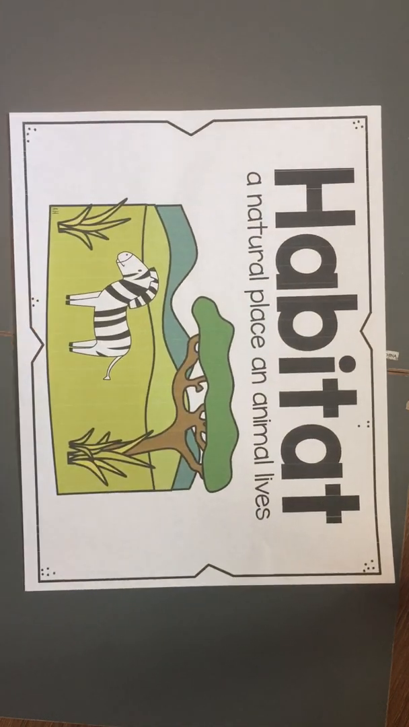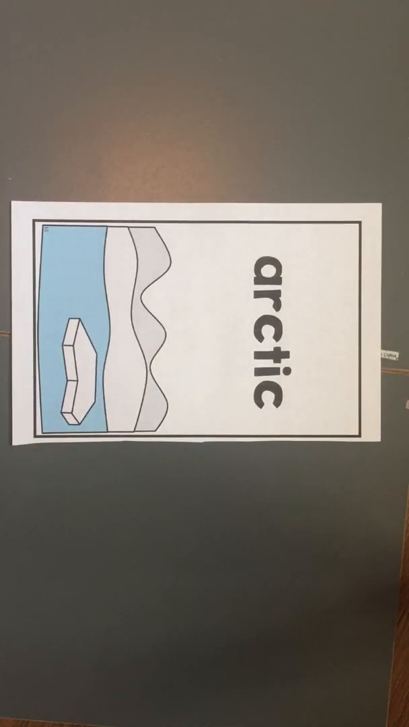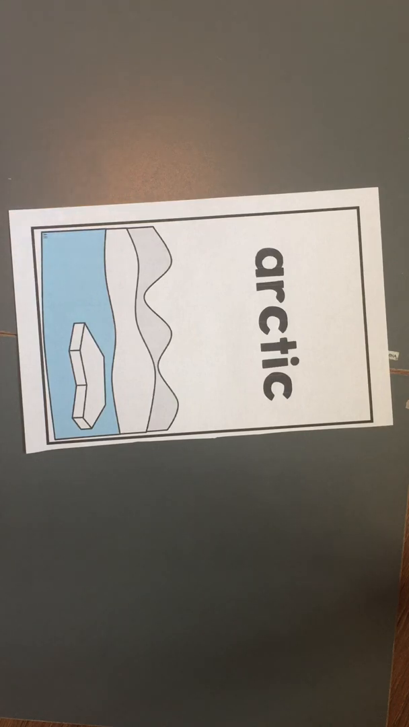So let's talk about habitats. A habitat is a natural place in which an animal lives. And there's all kinds of different habitats. We have the Arctic. If Michael K. was here, I'd ask him, what animals are in the Arctic? And what do you think he would say? Yes, he would say penguins are in the Arctic. But what other animals live in the Arctic? What can you think of? Well, there might be walruses or seals or polar bears.